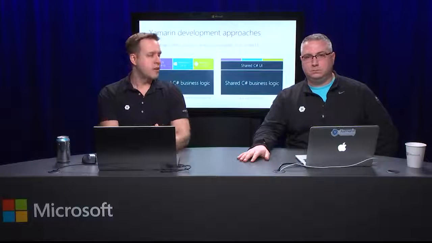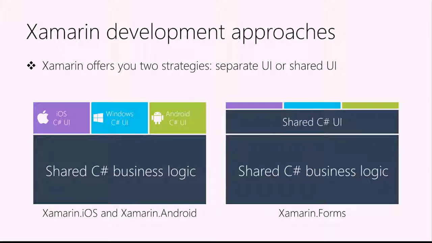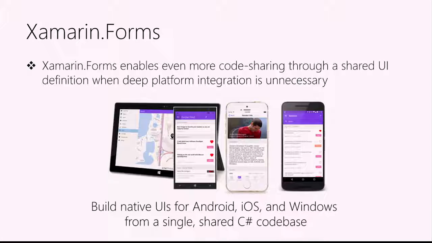But what if we want to share our UI definitions as well? Well, it turns out Xamarin has a solution for that. And so we'll not only be sharing our business logic in this case, but we'll share that UI definition. We'll be able to lay out our pages, lay out our controls, using a single shared code base, and then have that run on iOS, Android, and Windows. If you haven't heard of it, this product is called Xamarin Forms, and really, it enables more code sharing.